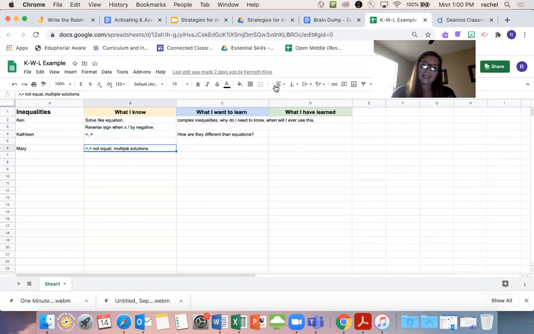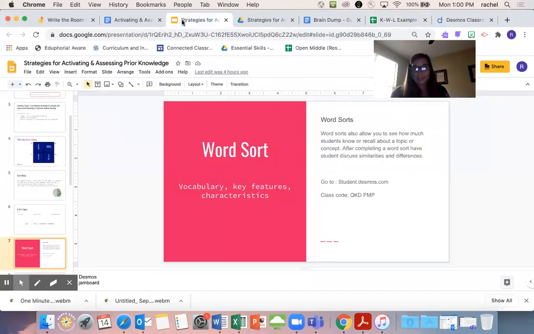This is a great way to see vocabulary. This is a great way to see what connections students are making from the previous grade level to what we're going to learn now. This is also a great time to bring in that vertical alignment and show them what a question looked like from 6th grade up to 7th grade and the differences in what they're going to be learning now.